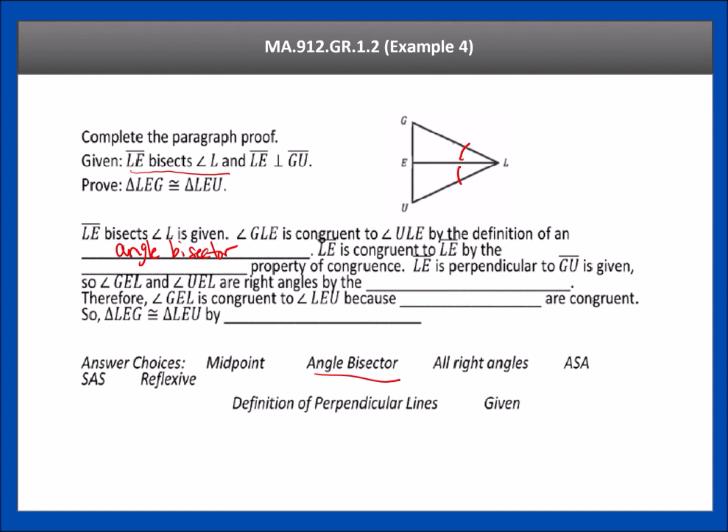All right, and now LE is congruent to LE. If I look at this, this is obviously congruent to itself, right? Because it's the same thing. So LE is congruent to itself. So when we have something that is congruent to itself, LE is congruent to LE, A is equal to A, whatever, that's called the reflexive property. So this is the reflexive property.